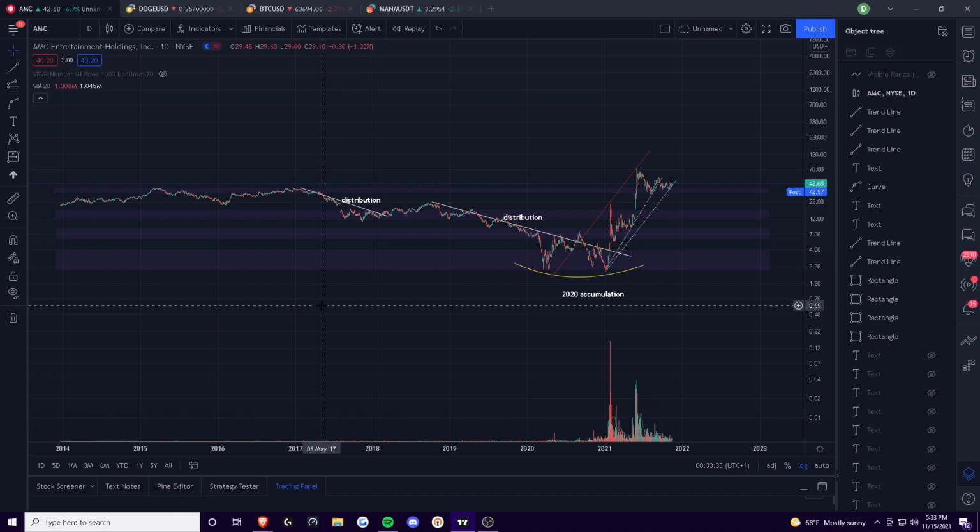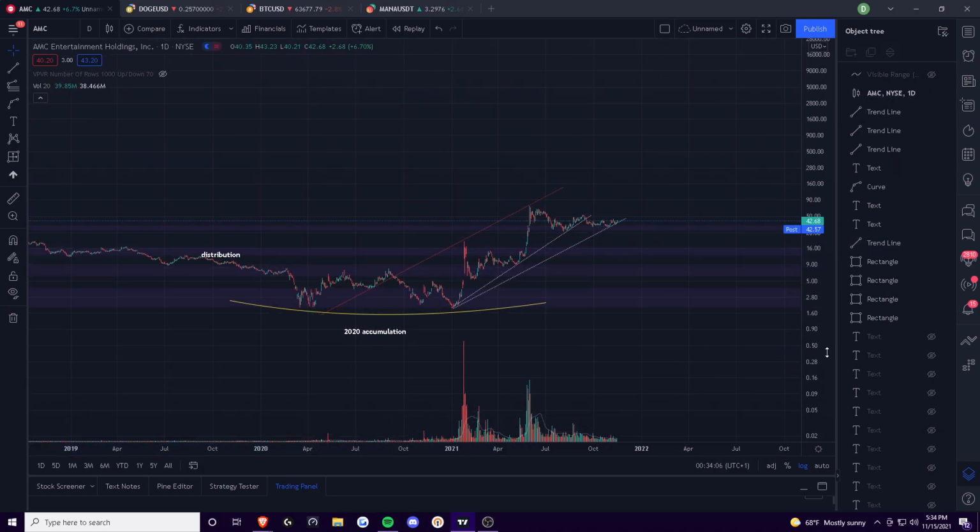So without any further ado, if you look at the chart, I already did it. This chart starts in 2013. And since then, AMC has pretty much been in distribution. We've seen distribution down in 2017 and 2019, all the way down to the accumulation that ended up occurring in 2020 from the COVID crash all the way to January of 2021, where we began a new uptrend.